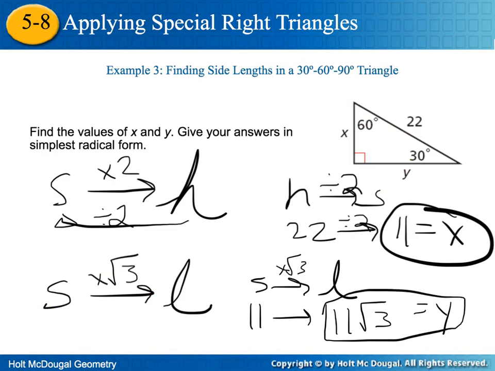That's all you do for this one. So again, the easiest way is when I give you this short side. If I gave you this short side, you find this by doubling it, and you find this by tacking on the square root of 3.